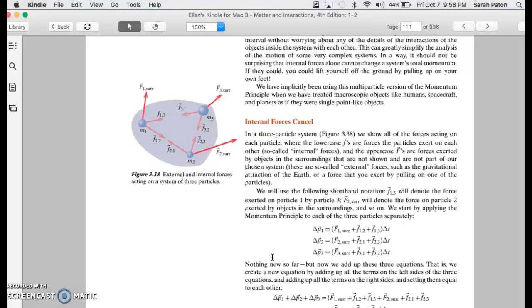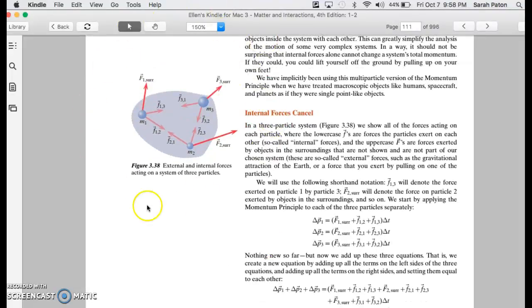Well, first we're going to look at this example right here. All the forces acting on the particles are shown. Lowercase f's are internal forces between particles that the particles exert on each other. And the uppercase F's are forces exerted on the objects in the system by the surroundings. So that's why they're called external forces.